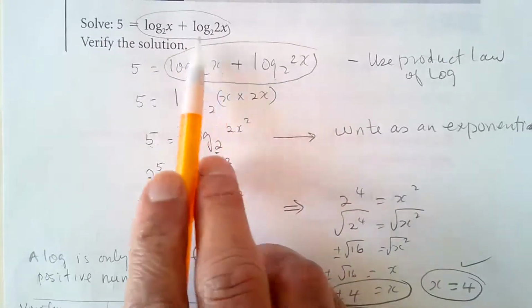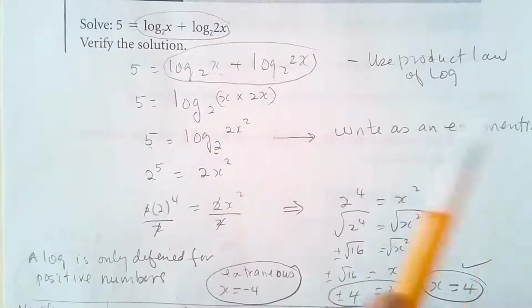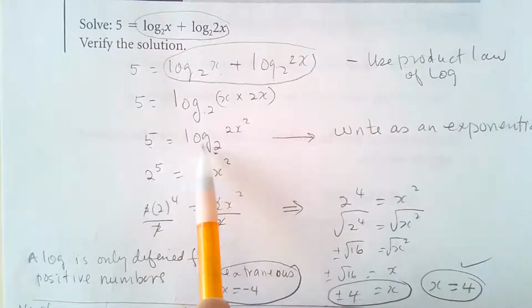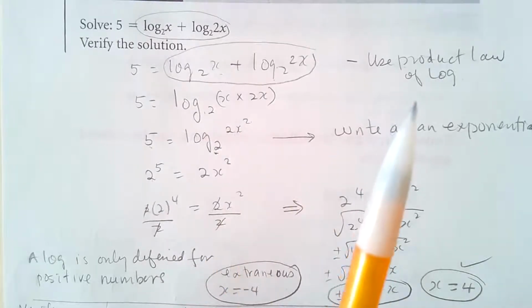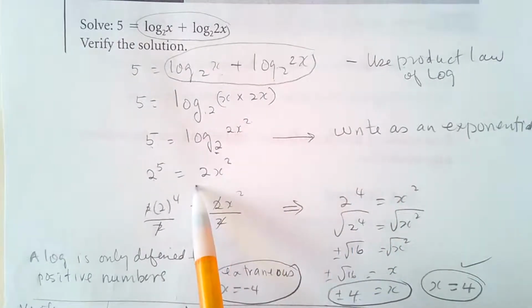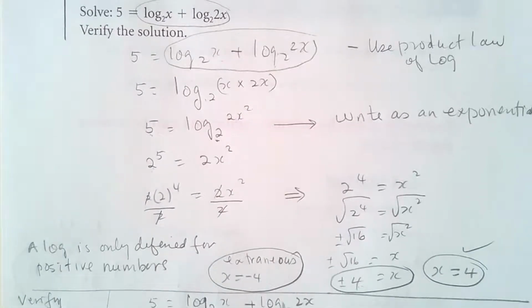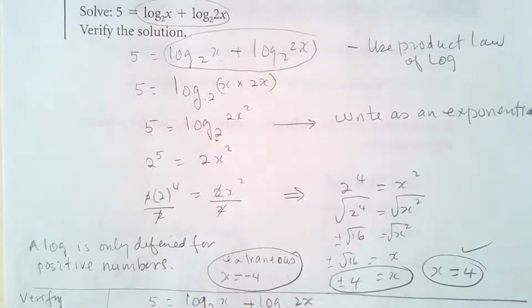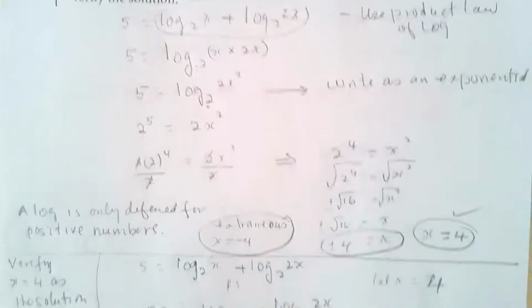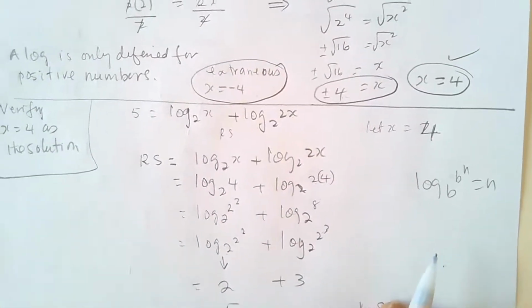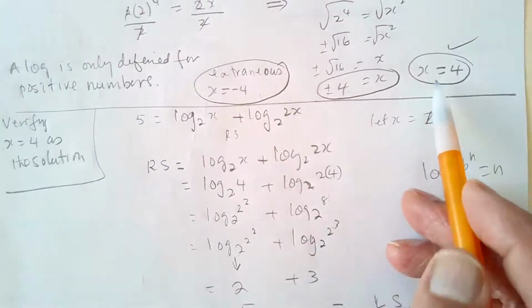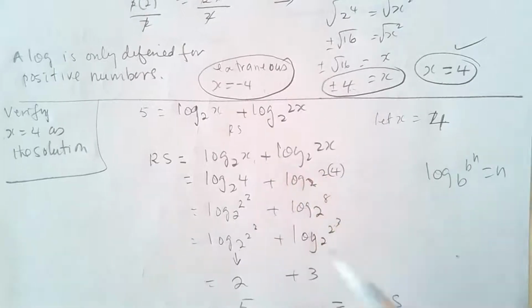So let's go over the process again. Here you're given to solve for x. Use the product law, and we get 5 equals log base 2 of 2x squared. Then you write an exponential and solve for x. There will be an extraneous solution. We discard it because you can only have a log of a positive number. So the negative we discard. And then we verify by substituting 4 for x and solving.